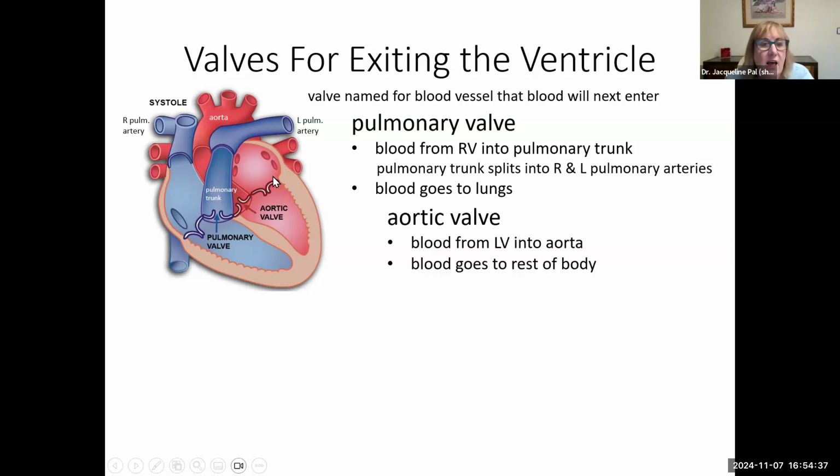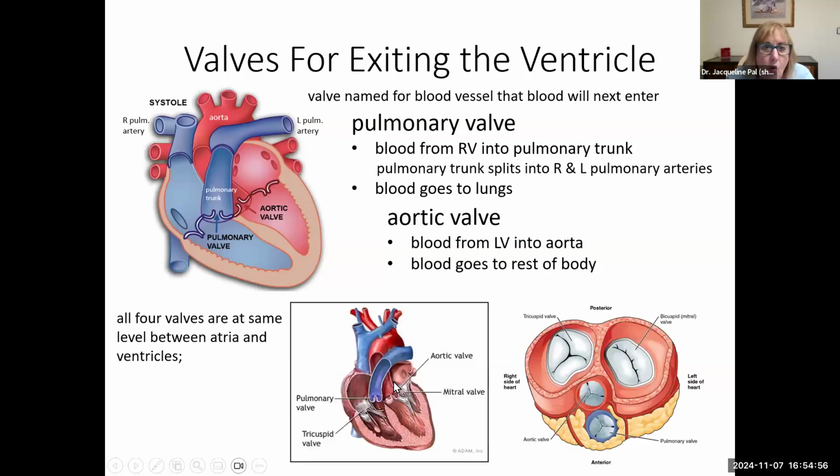All right. On the left side of the heart, we have the aortic valve, which is taking blood from the left ventricle and dumping it into the aorta, which is the largest artery in your body, and its branches will send blood everywhere else in your body. So, what you should notice is that all of these valves are at the same level in the heart, which means from the atria to the ventricles, blood is going to go down with gravity. Perfect. But from the ventricles, blood goes up.